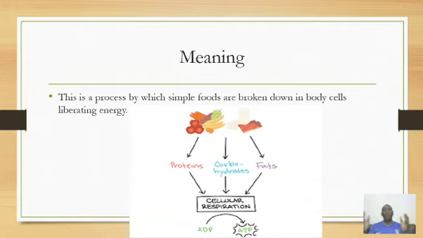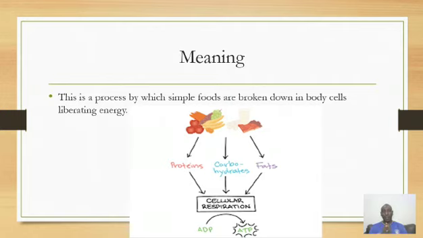Meaning that the major product of respiration is energy, which energy is needed and used by the body. We are also seeing that it is basically the breakdown of simple foods. They are complex foods that we take in our bodies, but the complex foods get broken down into simple foods, which the body can now utilize for respiration.